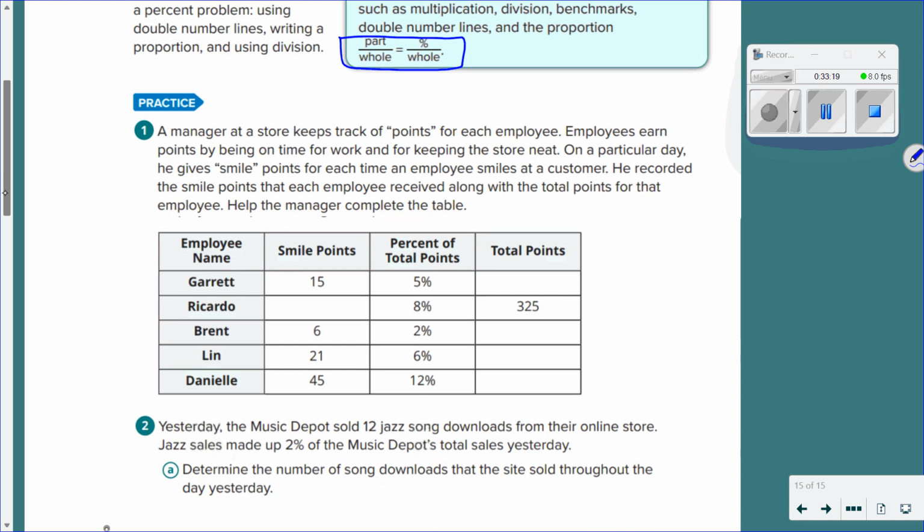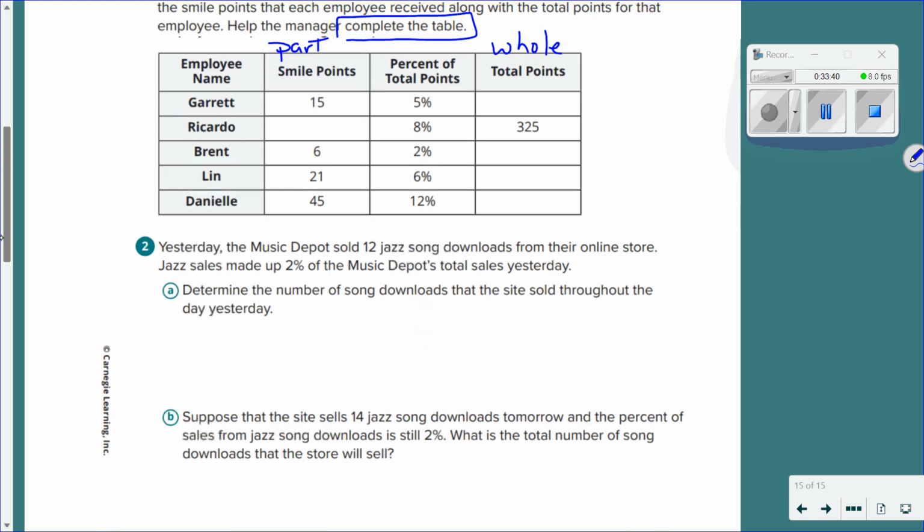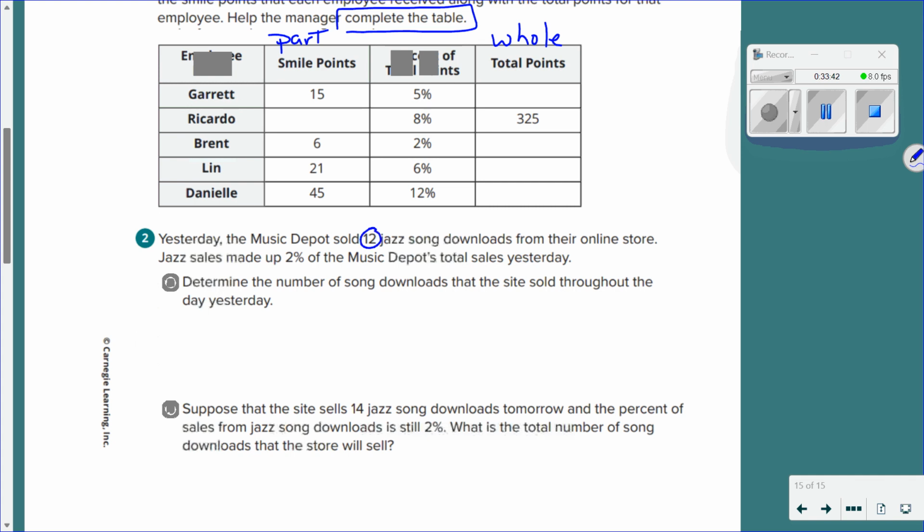They've given you a table to complete. So all you're going to need to do is fill in the blank pieces. I will give you a hint and I'll say this is your part. This is your whole. So that will help you to set up the percent fractions if that's the way you choose to do it. Okay, this one, they sold 12 jazz downloads. That made up 2% of the total sales.